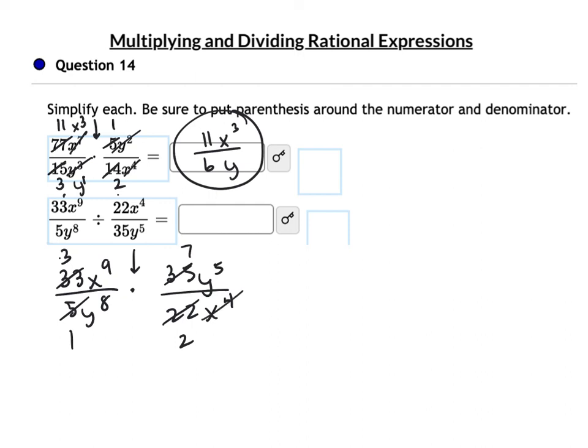I can cancel 4 x's and 4 x's. There are 9 in the top. There are going to be 5 left. I can cancel 5 y's and 5 y's. There are 8 below. There are going to be 3 left. My answer then is 3x to the 5th over 2y cubed.